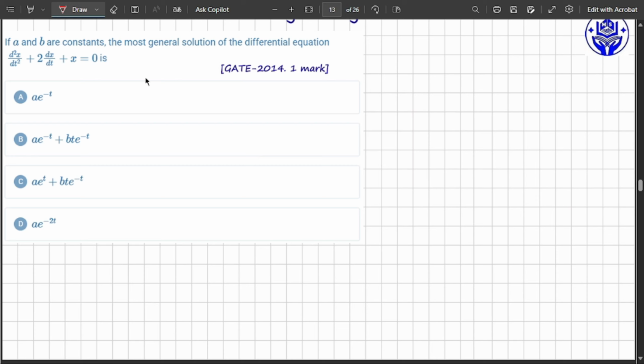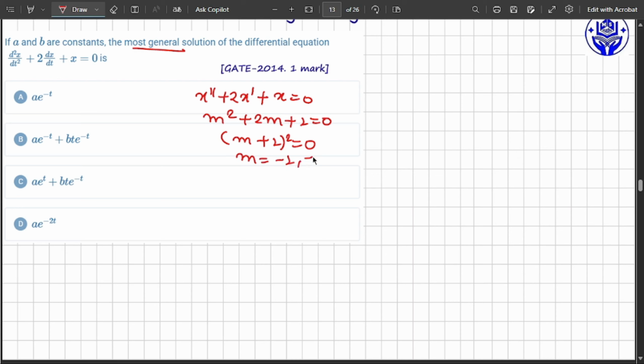If a and b are constants, then the most general solution of the differential equation is what? First of all, this is the same differential equation that I wrote in the previous section, that is x double dash plus 2x dash plus x is equal to 0. The auxiliary equation is m square plus 2m plus 1 is equal to 0. Then it is nothing but m plus 1 whole square is equal to 0. So the roots are minus 1 and minus 1.